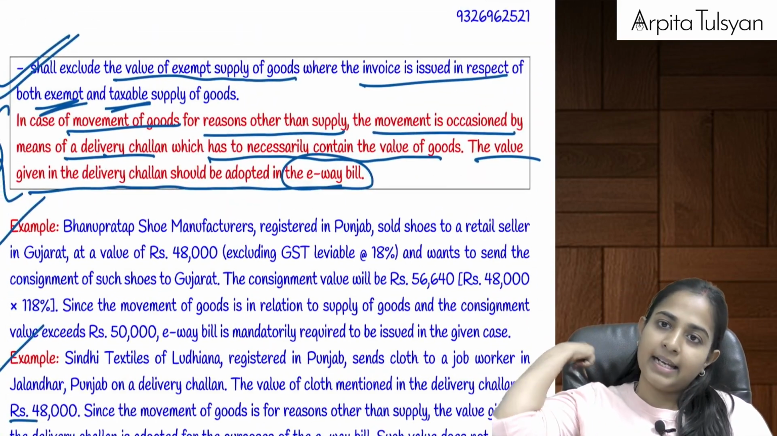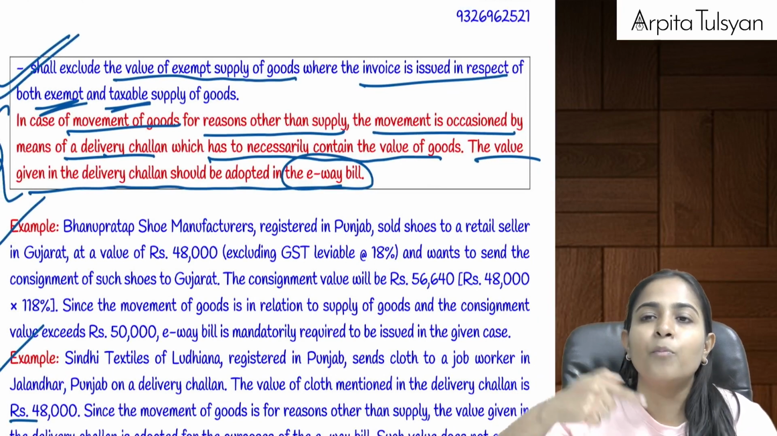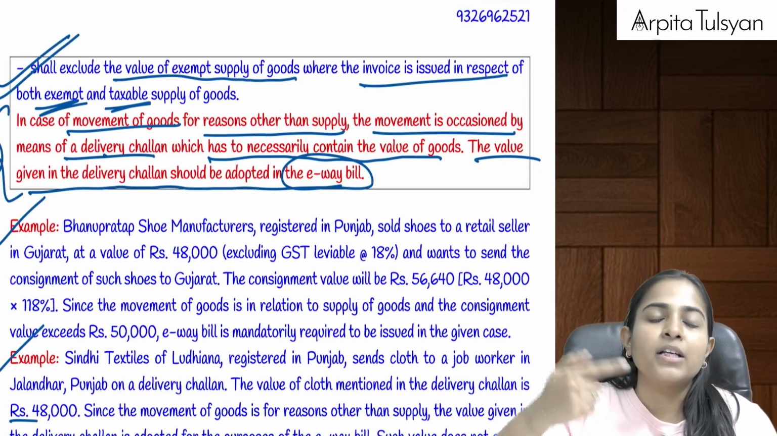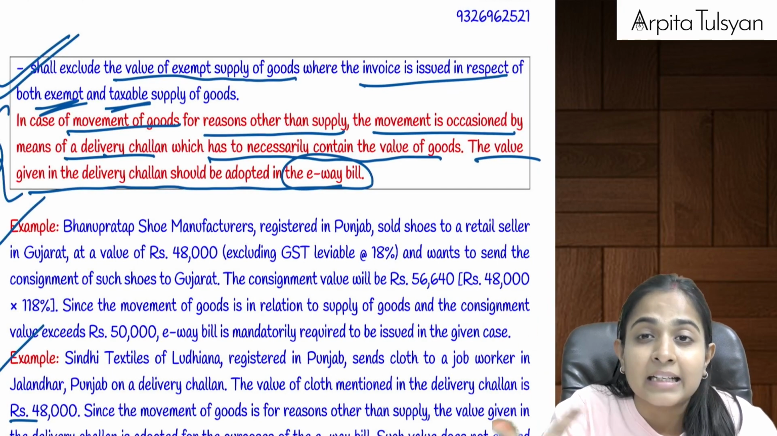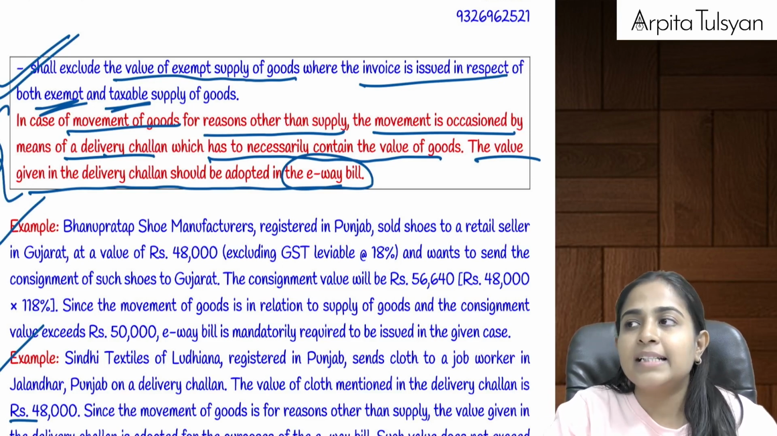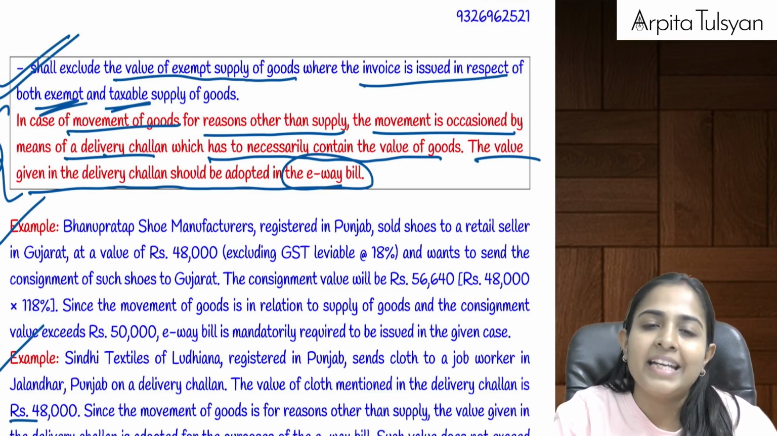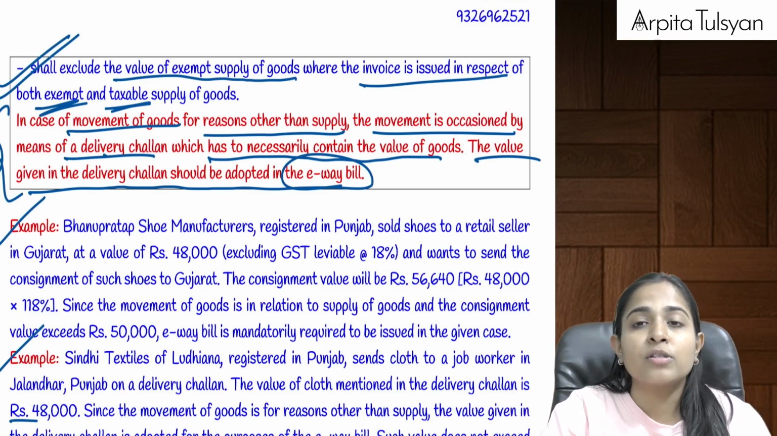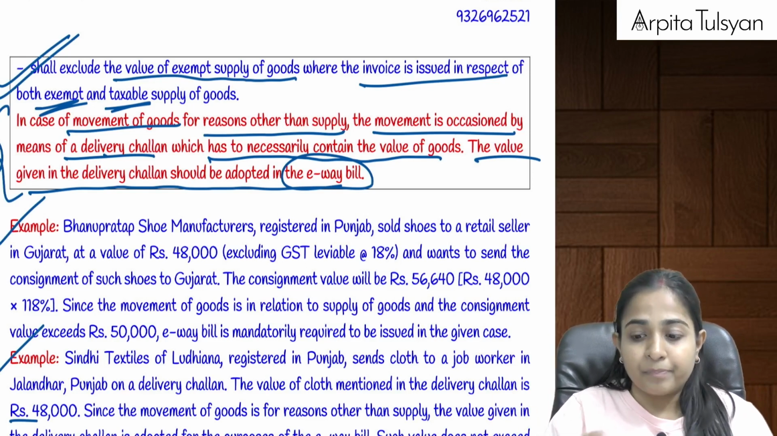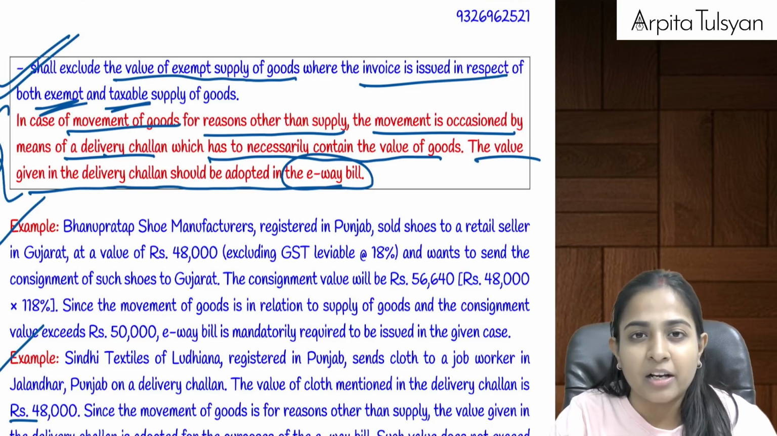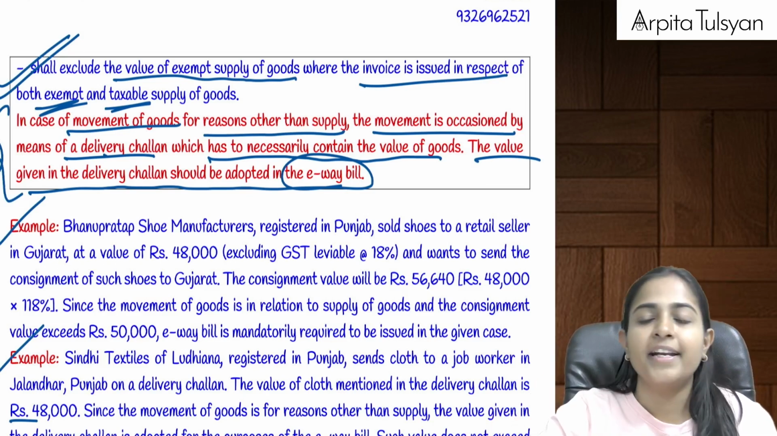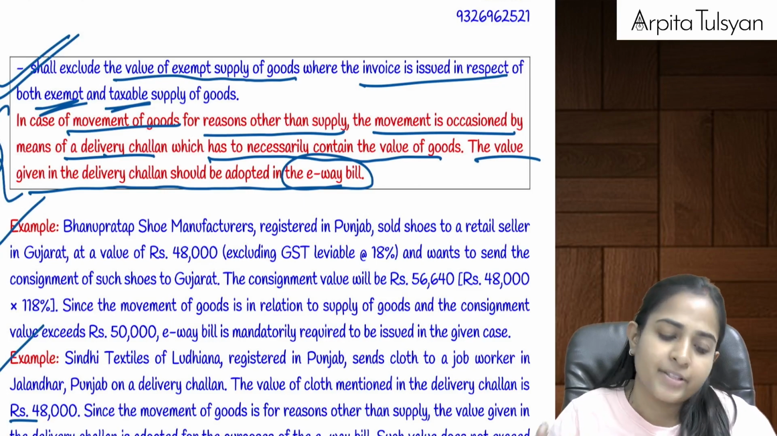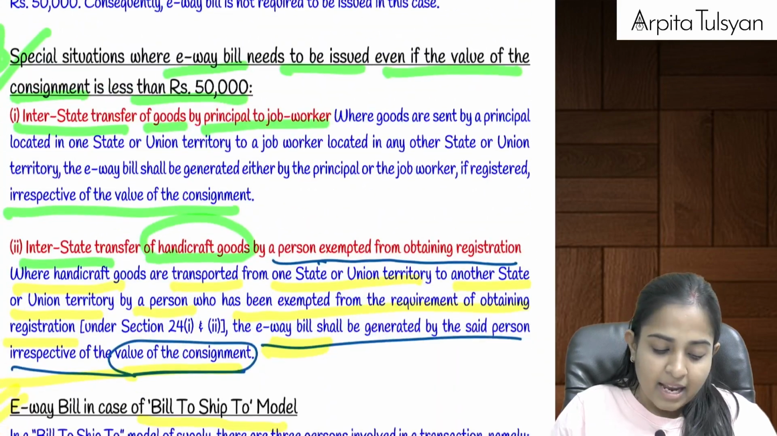Now suppose you are moving goods from one place to another for reasons other than supply, then in that case you will not have any invoice value. Yes, but that movement is also supposed to be authenticated by a delivery challan. So whatever value is written in the delivery challan will be considered as your consignment value. Are you clear with this?